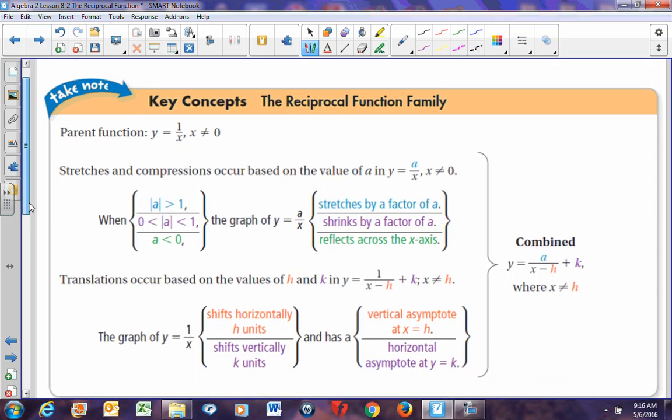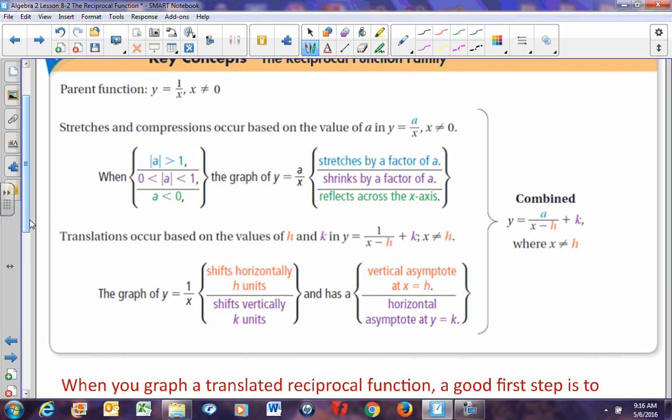Translations occur based on the value of h and k. And it's just like it used to. Just like before, h does horizontally, k does vertically. So if you have h down here, that's going to do a horizontal shift. If it's minus h, it's going to go right. If it's positive h, it's going to go left. It shifts it horizontally, and it shifts it vertically.